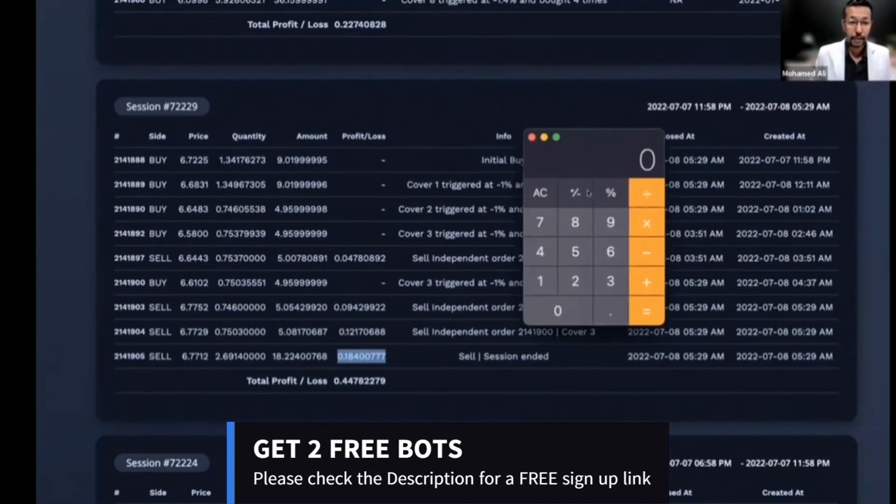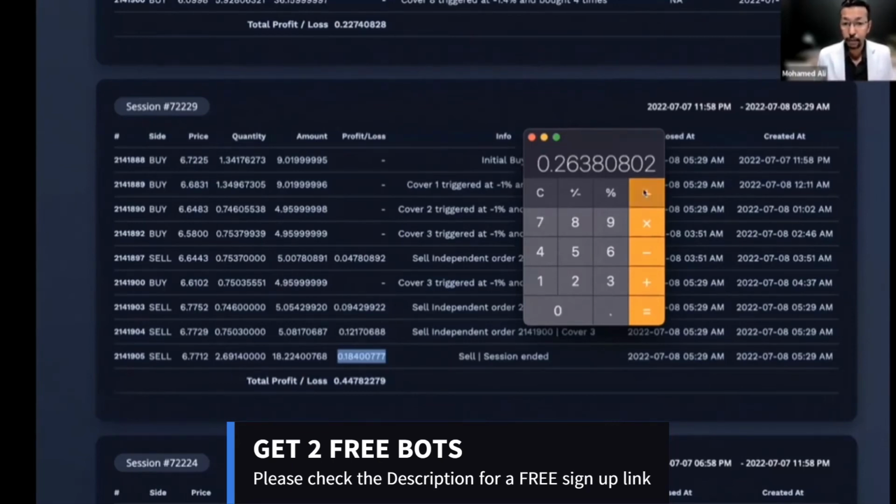So the additional profit that was made here because of the enhancement is 0.0478 plus. Then the next one is here, 0.09429922 plus. The next one is 0.121708. So this is the additional profit that was made because of the enhancement. So let's compare it in percentage to the amount that would have been made if we're not using the enhanced strategy, if we're using the old one.